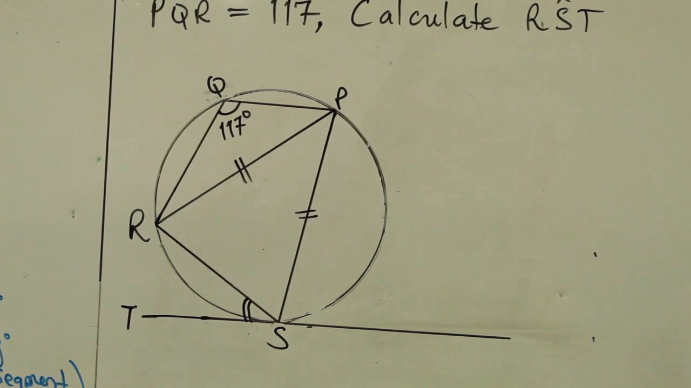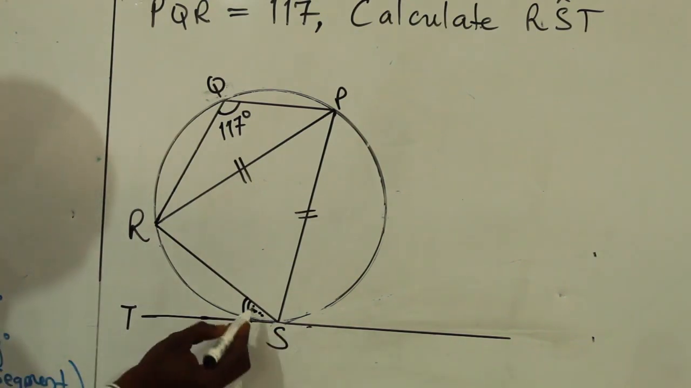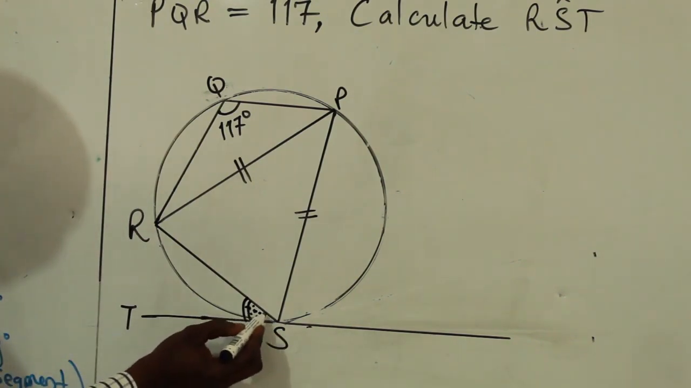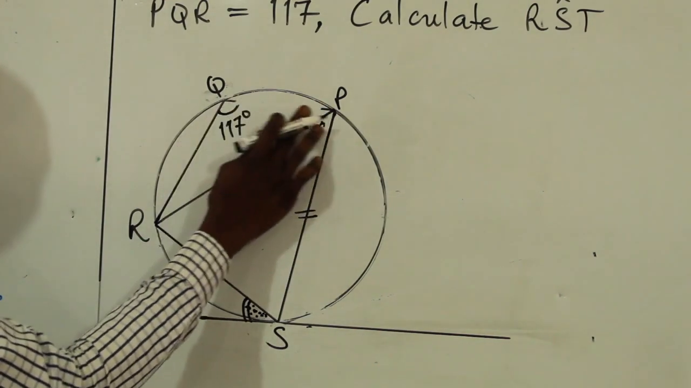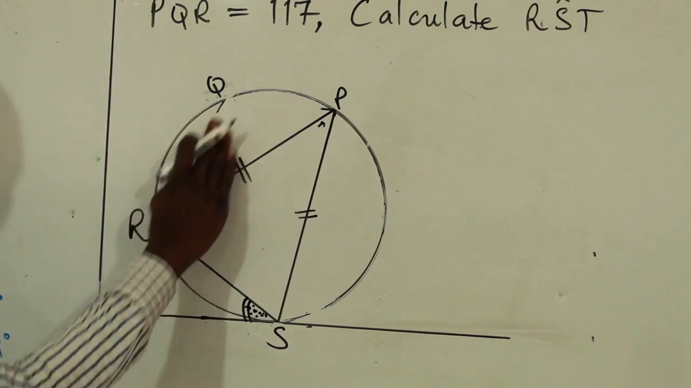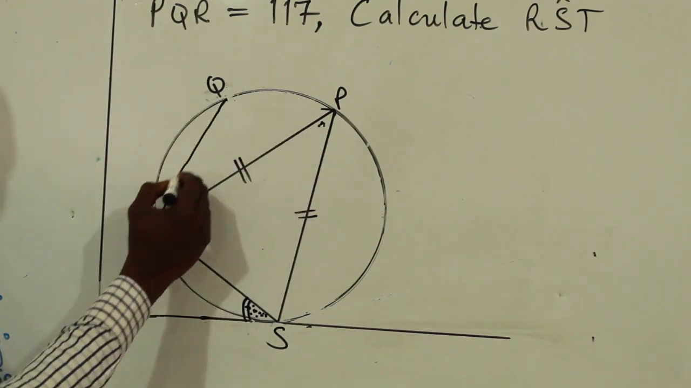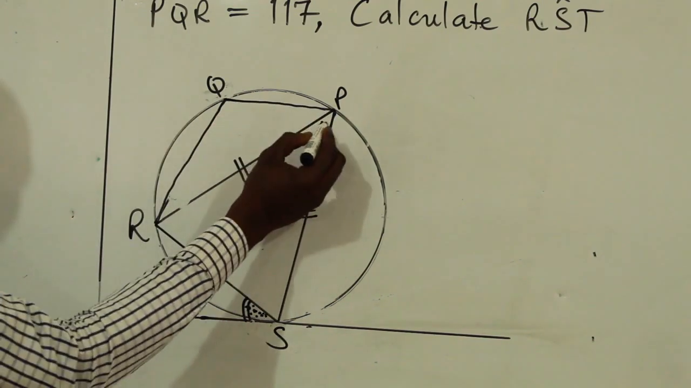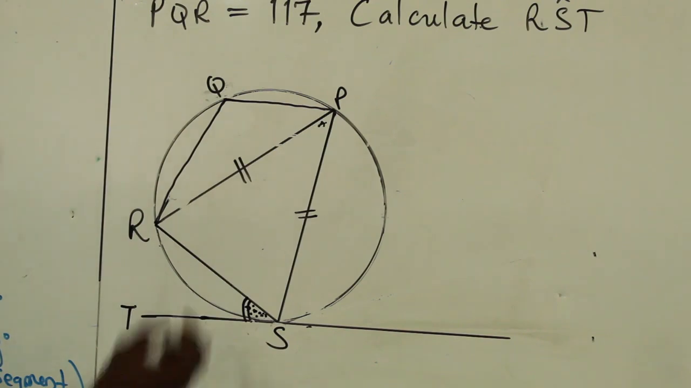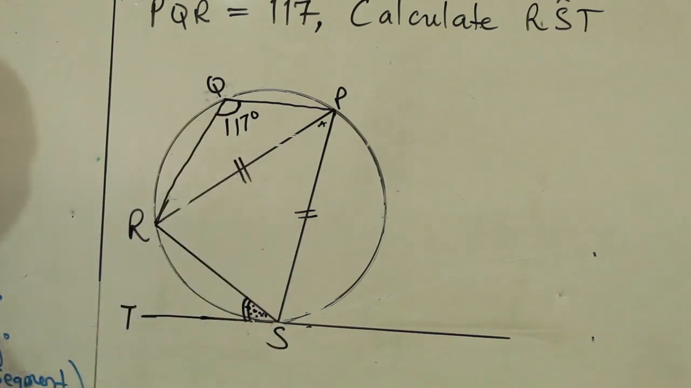If you notice, we are looking for this angle formed by the chord and the tangent. And we had said that this angle is equal to the opposite interior angle if this line was not drawn in the question. This angle is equal to this angle. But I don't know this angle. So I have to calculate this angle from the information given to me. I was told that this angle here is 117.